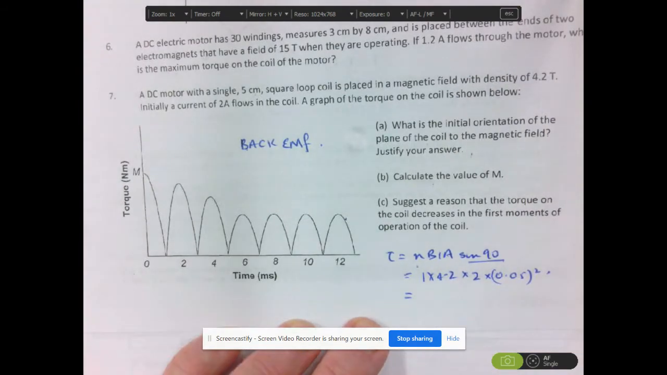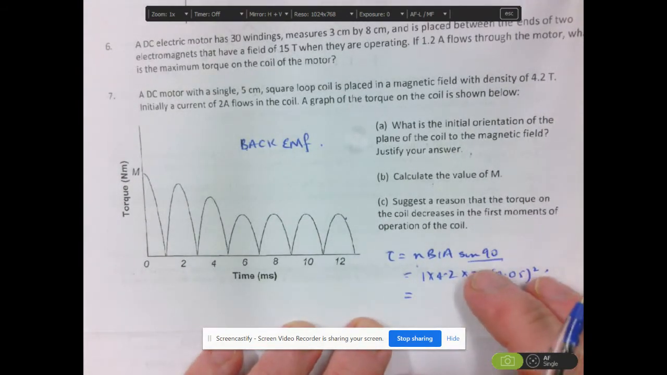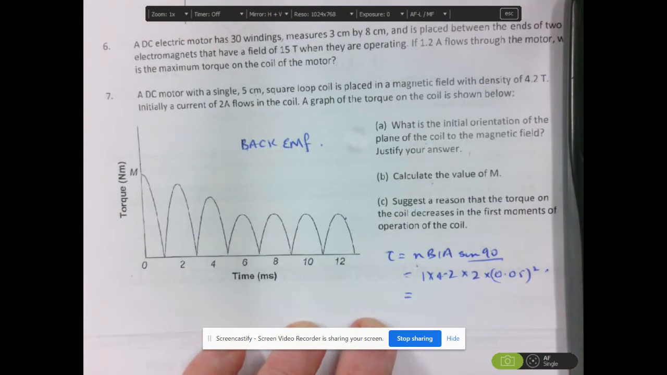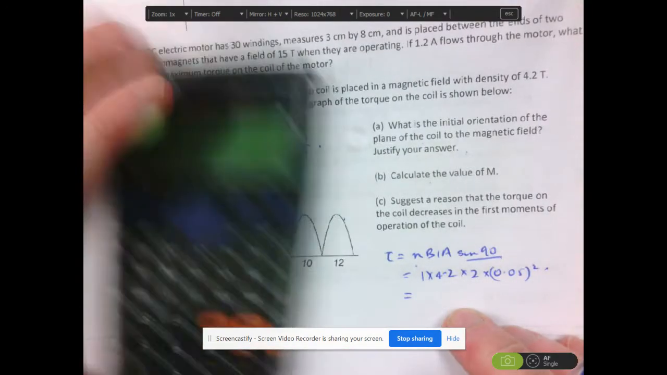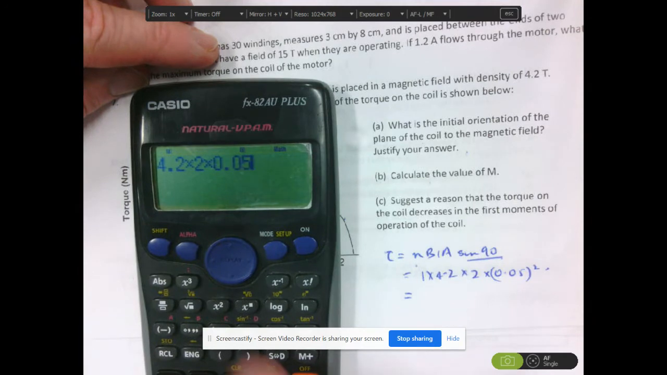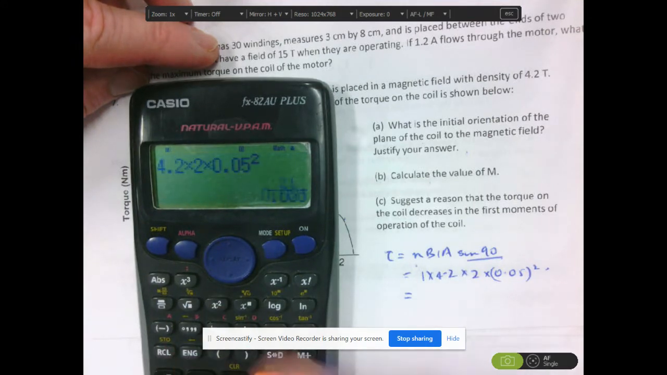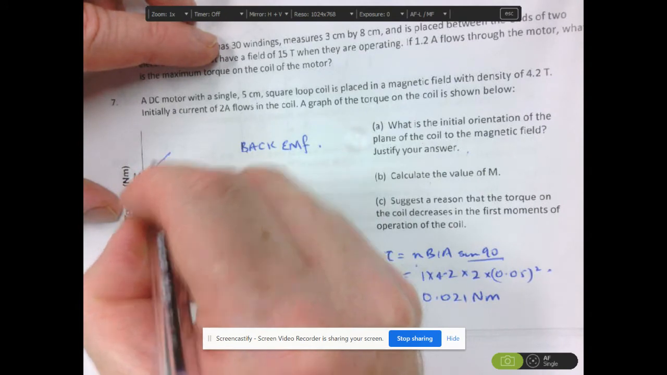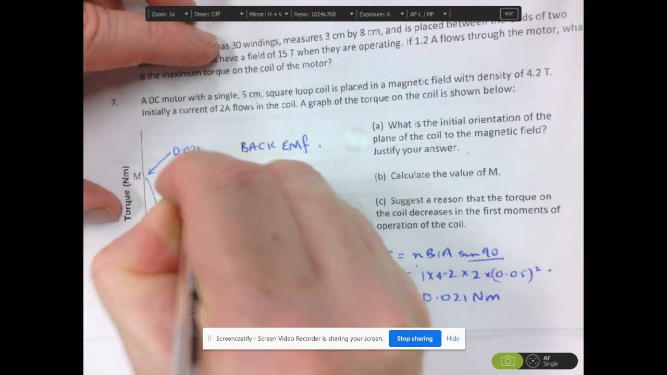Working out that maximum torque, let's just do it. Sorry, I'm just moving the calculator around so you can see it. 4.2 times 2 times 0.05 squared equals, and it's 0.021 Newton meters. So this value up here is 0.021, so 0.021 Newton meters.